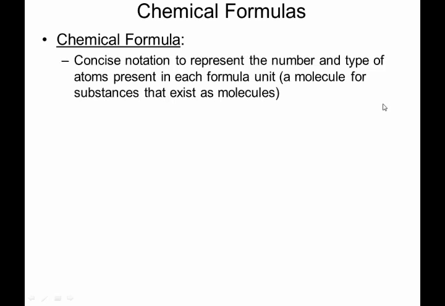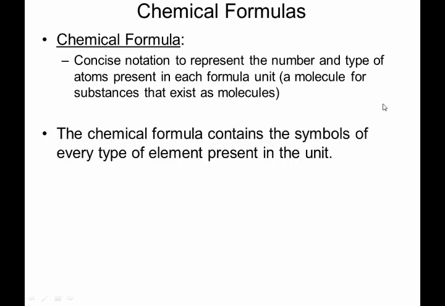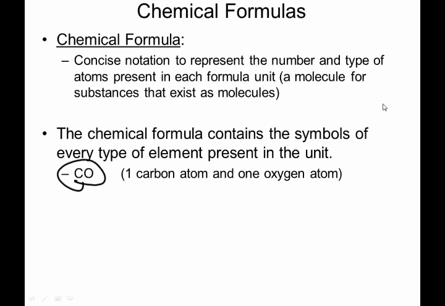Formulas, I've been using the formulas, and maybe you caught on to what I'm drawing and maybe you haven't, but I'm going to explain them a little more formally now. A chemical formula is the concise notation to describe what's going on in a formula unit or a molecule. I'll talk about why some things aren't molecules later. But for right now, we're just going to pretend everything's a molecule. I'll just call everything molecules. So, chemical formulas contain the symbols of every type of element present in the unit, carbon and oxygen. So here we've got 1 carbon, 1 oxygen together.